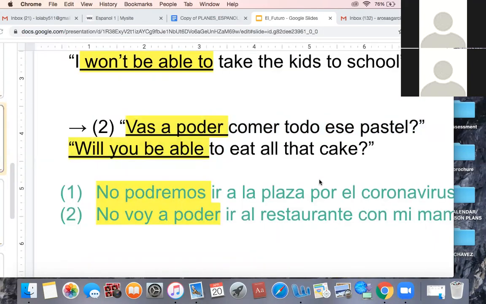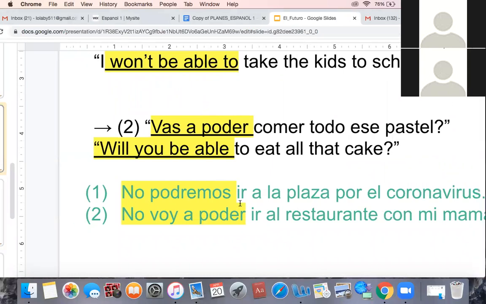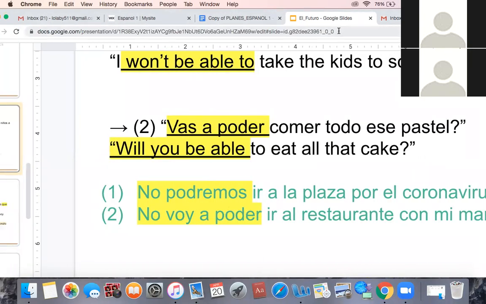Again, I did a little thing on the bottom for you where I said no podremos, and then right underneath, I said no voy a poder. These 2 green highlighted things, 1 and 2, they're exactly the same thing. There's nothing different about them except for the spelling, right? So the first one is no podremos ir a la plaza por el coronavirus. We're not going to be able to go to the plaza because of the virus. And then no voy a poder, right? This is just me. I'm not going to be able to go to the restaurant with my mom. And that's true for all the irregulars.